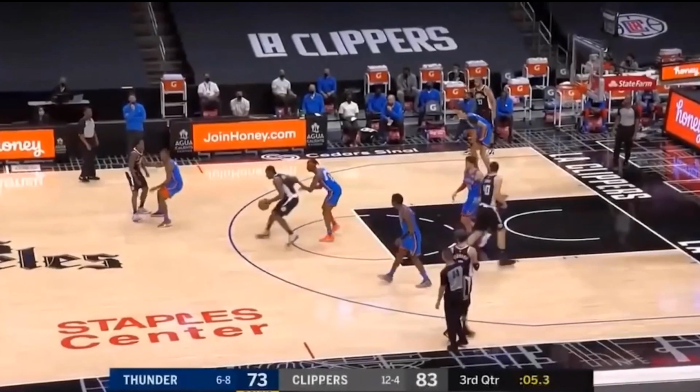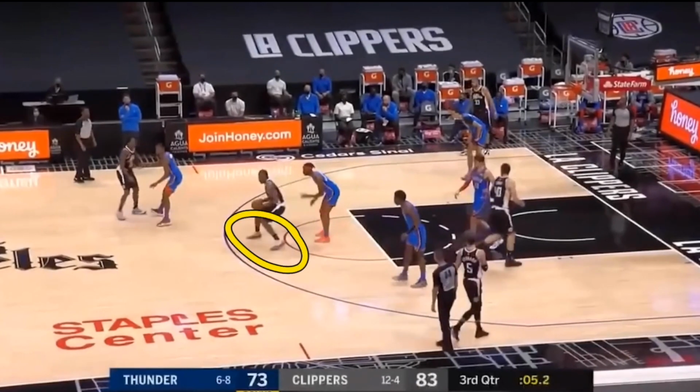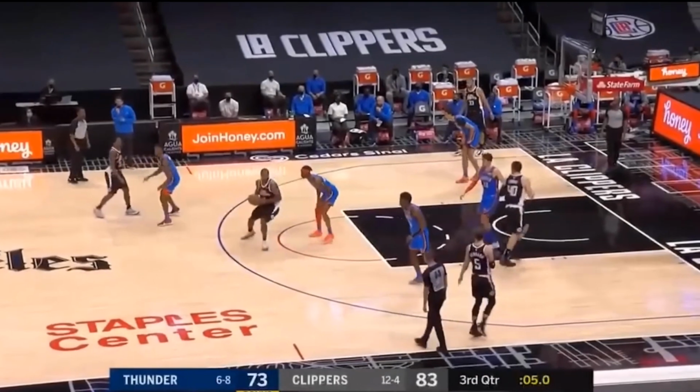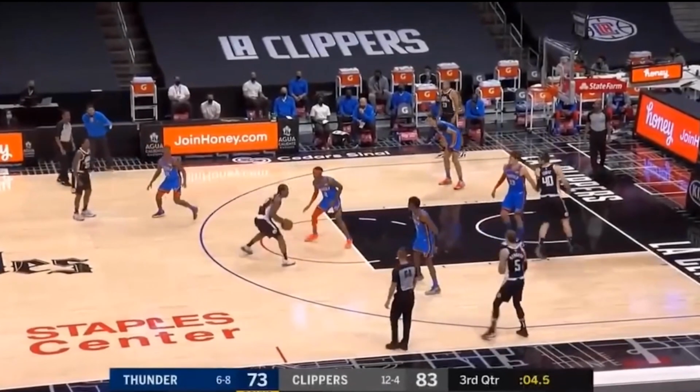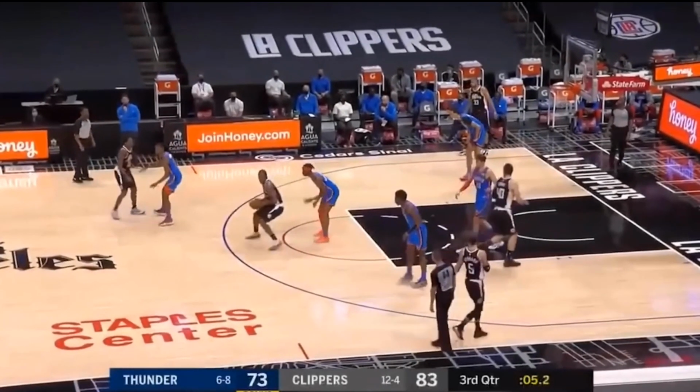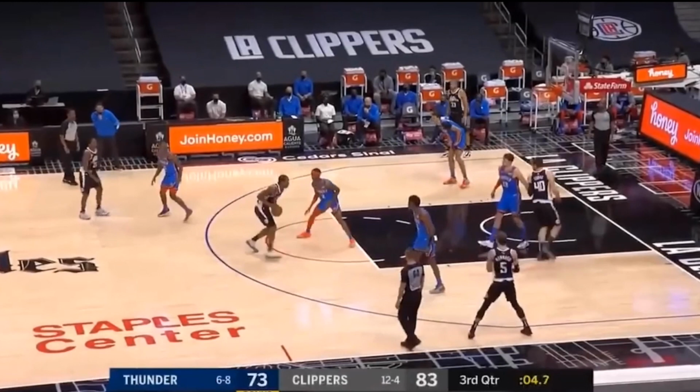So when he receives this ball, he lands on both feet at the same time. He's out near the perimeter, and when he gets that ball, he pivots towards his right side, and then he's able to then square up towards the rim. At this point, this is what I would call a reverse pivot, because you're not pivoting towards the net, you're pivoting basically towards your back.